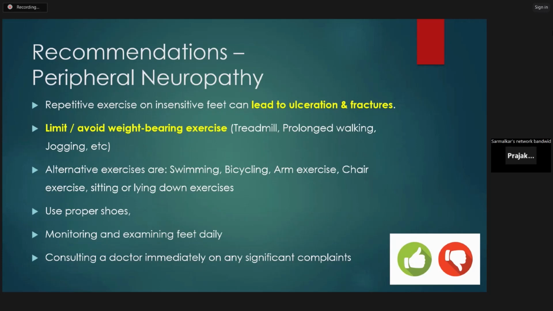If you can't go swimming, you have stationary cycles at home, which you could do for 10 minutes, take a break, again do 10 minutes and take a break. You could sit on a chair and do upper body and lower body sitting activities, or you could do lying down exercises. All of these can be taught to you by a physiotherapist or a fitness trainer who's certified in handling medical conditions. Again, using proper footwear during peripheral neuropathy is most crucial. Monitoring and examining your feet every day after some form of activity is also very important. And if you notice anything that is not right on your feet, talk to your doctor immediately.